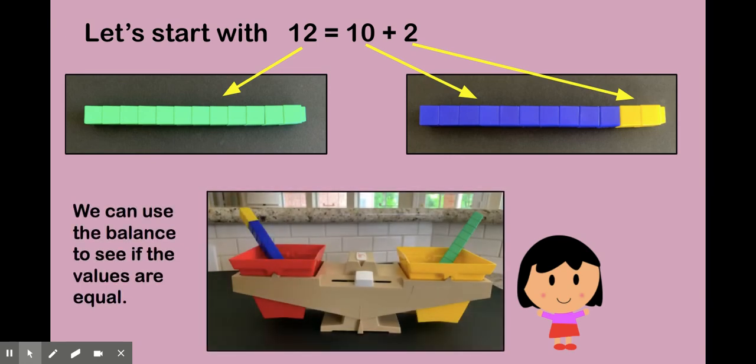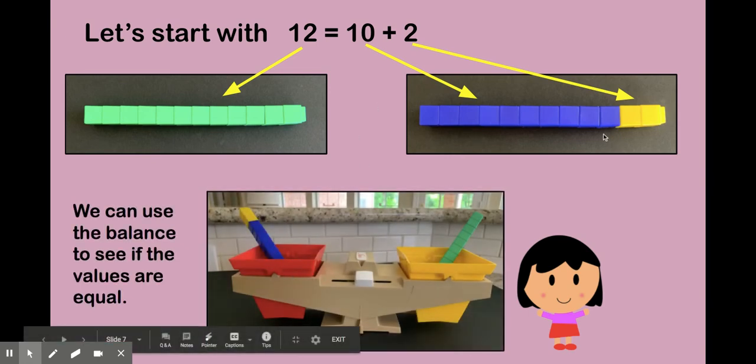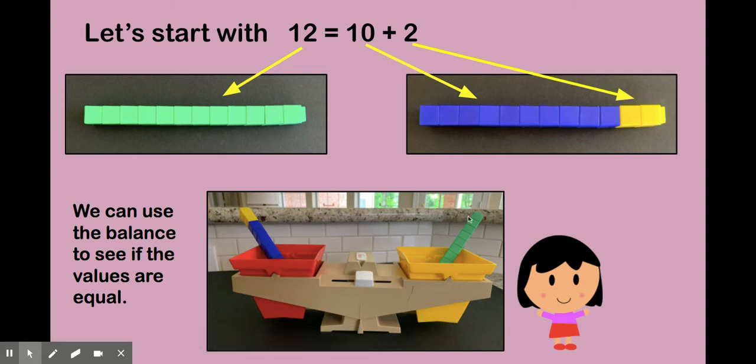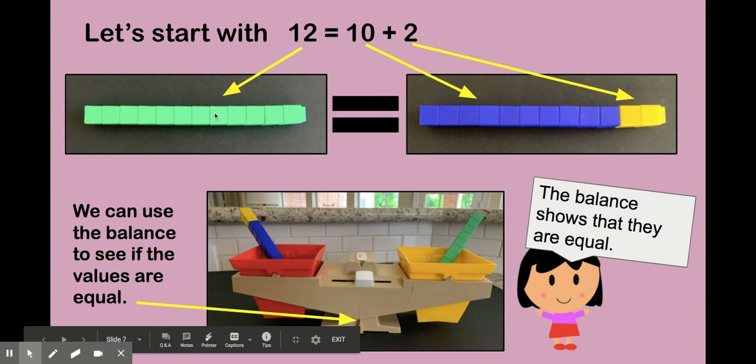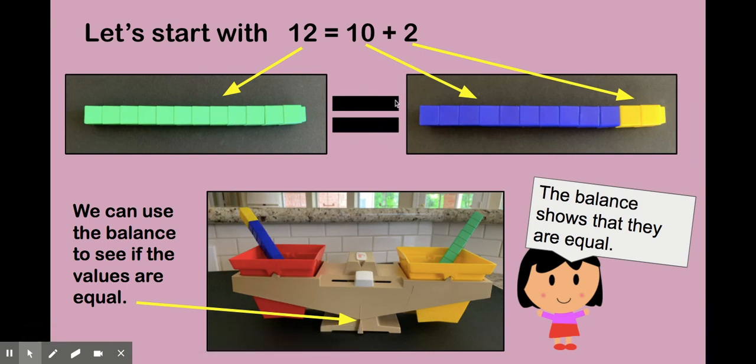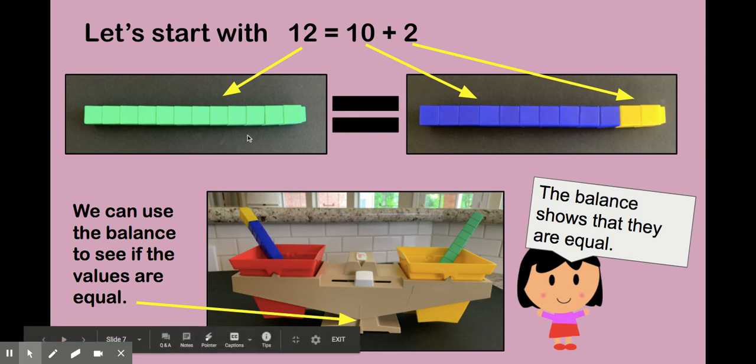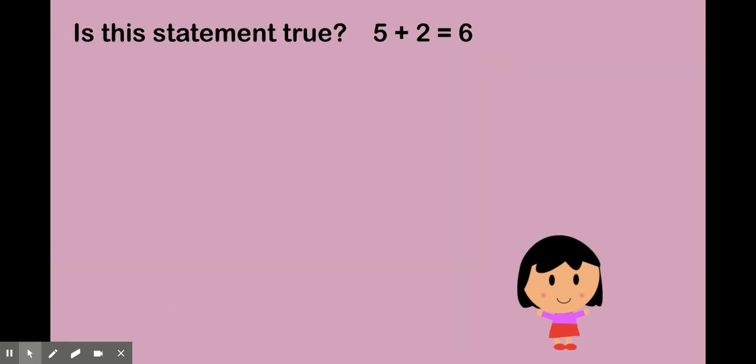We can use the balance to see if they're equal. So they put the blue and yellow, the 10 plus 2, on this side, and then they use the green ones over here. Well, look, the line and the triangle line up, so these are equal. These are balanced. So 12 is the same as, or equal to, 10 plus 2, because guess what? 10 plus 2 equals 12. So this is totally correct, and it's balanced as we see here. With the amount of cubes, we see that it is balanced. And we know that 10 and 2 equals 12, which is the same as 12. So this is a balanced equation.